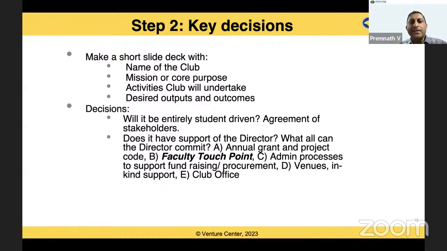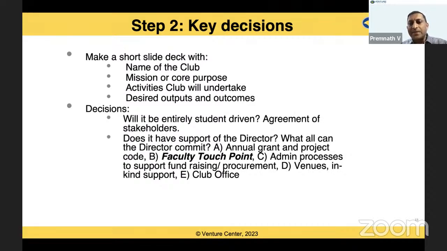Can the director commit some funds? The director also has to identify one nodal person, a faculty touch point, who will help and promote this activity within the organization. In most cases, there is either a faculty advisor or a faculty touch point who is responsible for this particular activity, especially from the administration point of view.